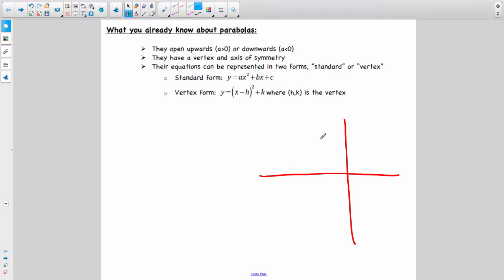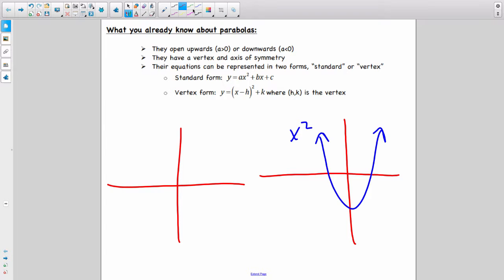This is a parabola, right? And that would be x squared. And then this guy would be negative x squared. I'm just sketching. It's nothing fancy. What do we say here? There's a vertex and an axis of symmetry. On this guy, this is the vertex because it's at the top. Axis of symmetry, right down the middle.